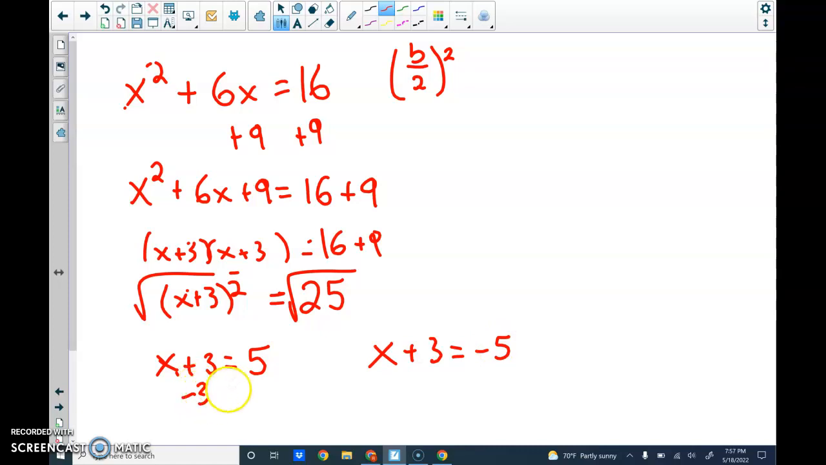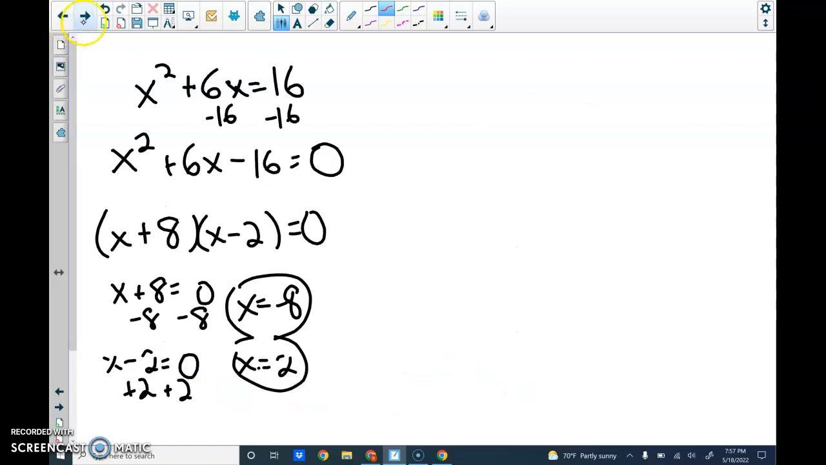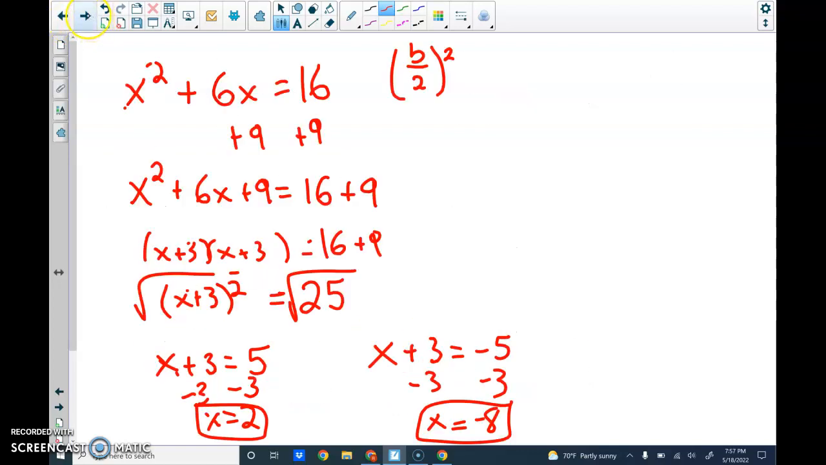So then I would do the same work. So subtract 3 from each side. Guess what? I get 2. Subtract 3 from each side. And as you could probably guess, my other answer is negative 8. So I just did that same problem 3 different ways, and I still got negative 8 and positive 2 as my answers every single time.